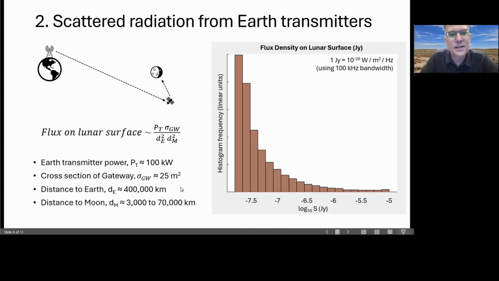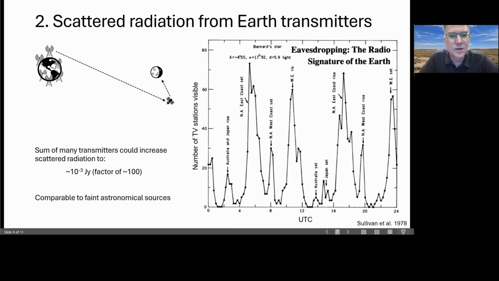And you find out that any one transmitter, and this is a bright transmitter like an FM station, will be quite faint if it's scattered from Gateway to your telescope, 10 to the minus 7 Janskis, so well below the typical sources we expect. And so the problem is there's many transmitters on Earth, lots of TV stations, lots of radio stations, other things going on. And so you imagine lots of transmitters, and you might multiply by the number of transmitters.